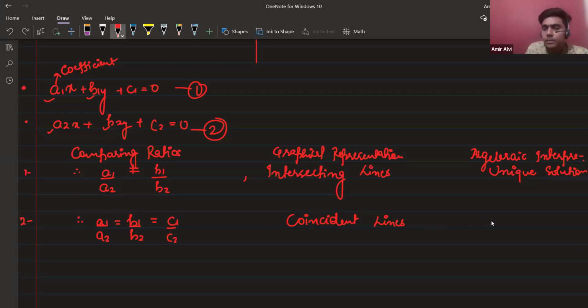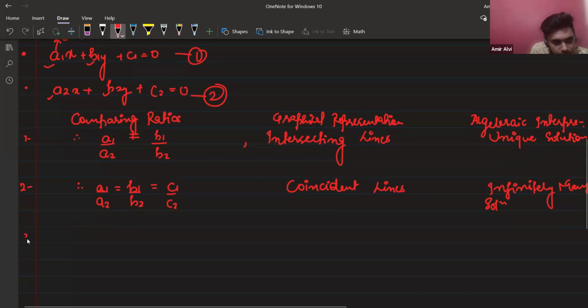So in this case, how many solutions will there be? Infinite. Is it because all are equal? Yes, obviously, because every point is satisfying it, which means the number of points on a line will be infinite. Yes or no? Many solutions.